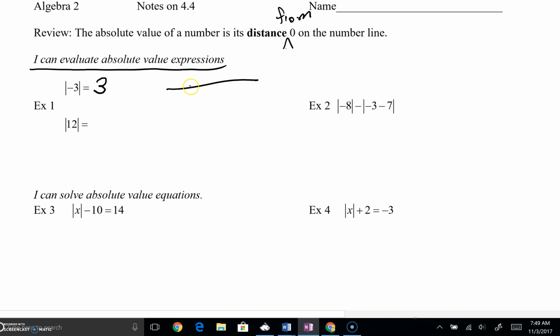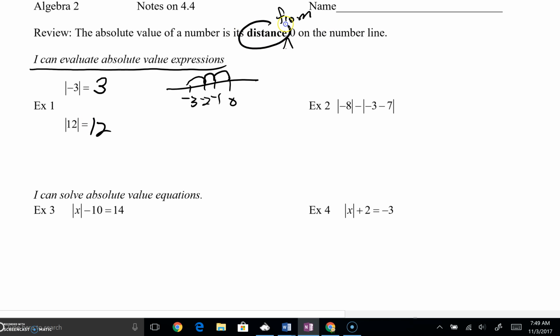Now look, if you plotted -3 on a number line, you'd see that you'd be 3 steps away from 0. So the absolute value of -3 is simply a 3. What do you think the absolute value of 12 would be? It's 12. It's not a matter of changing signs, guys.